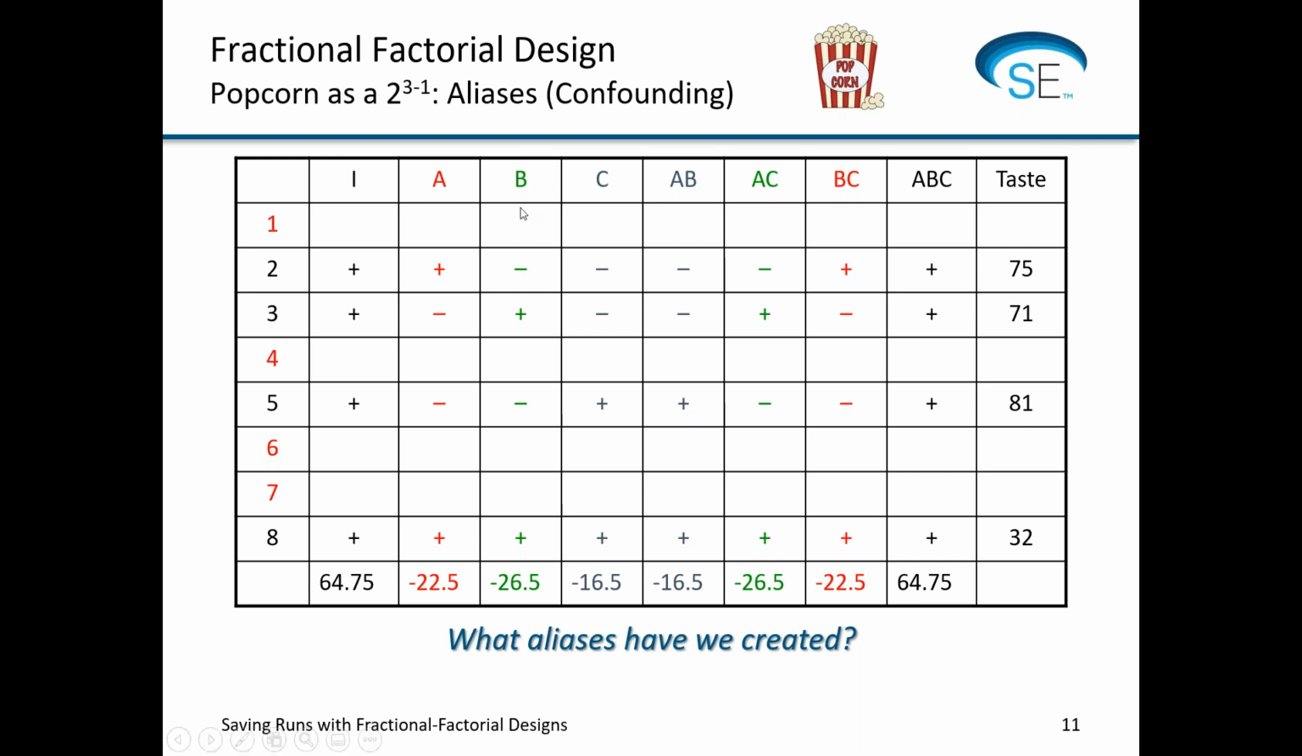Okay, now if you look at B, B is aliased with the AC interaction, and C is aliased with the AB interaction. So they are identical. We can no longer estimate 7 effects. We can only estimate 3 effects because you have 4 runs. So 4 minus 1, you have 3 degrees of freedom and 3 effects that can be independently estimated.